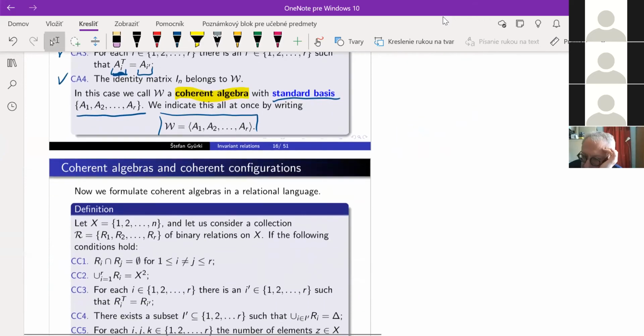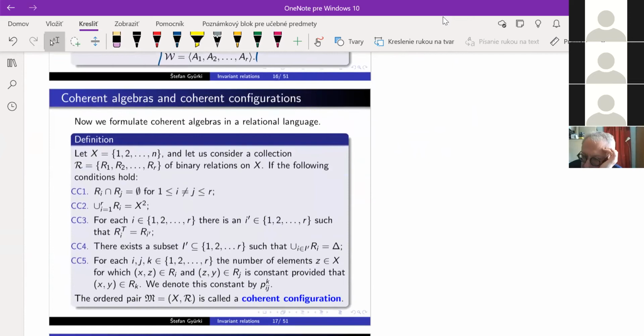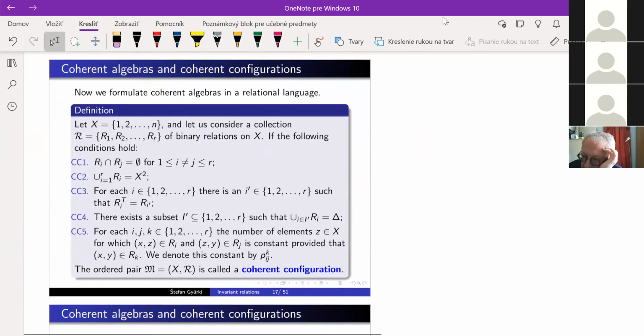And we can make a step towards the combinatorial language or relational language. And in similar manner, we can define a combinatorial object which is called coherent configuration. Here we require that we have a collection of binary relations on a ground set, say X.